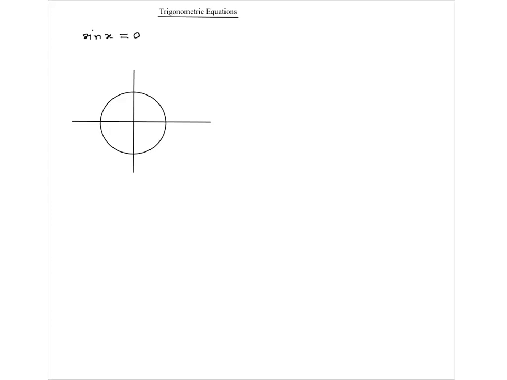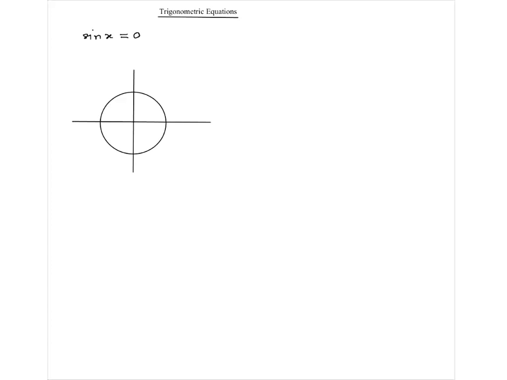You know how sine x is defined as a function. If this is a unit circle, then sine is defined as the y coordinate. The y coordinate is 0 here, and it is 0 here also. And you can take several rounds and come back to this position, right? So, aren't there infinite solutions?